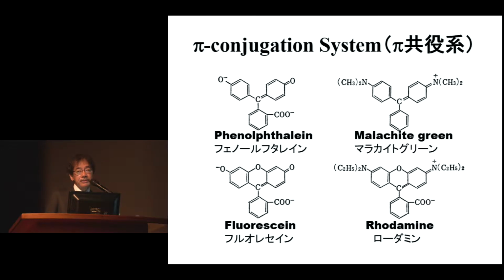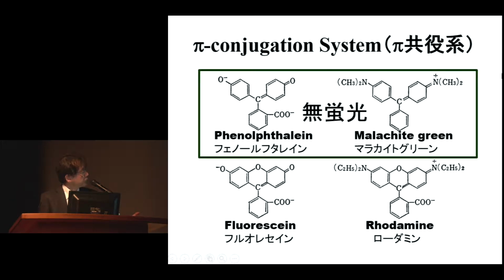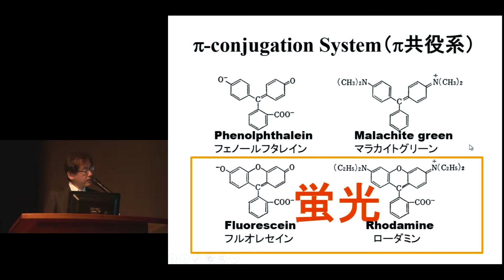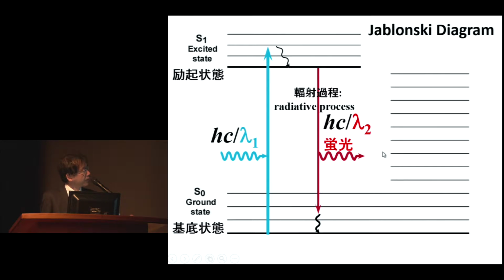Now this slide shows 4 chemical compounds, and all of them have a pi conjugation system, so they are all very much colored. However, the top 2, phenolphthalein and malachite green, are not fluorescent. After light absorption, the molecule in the excited state goes down to the ground state through a non-radiative process, with no emission of light. By contrast, fluorescein and rhodamine are highly fluorescent. They can emit light in their relaxation pathway, so they go through a radiative process.